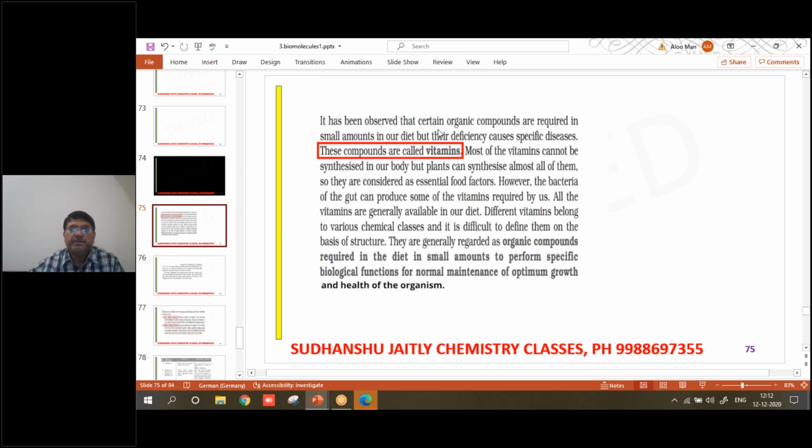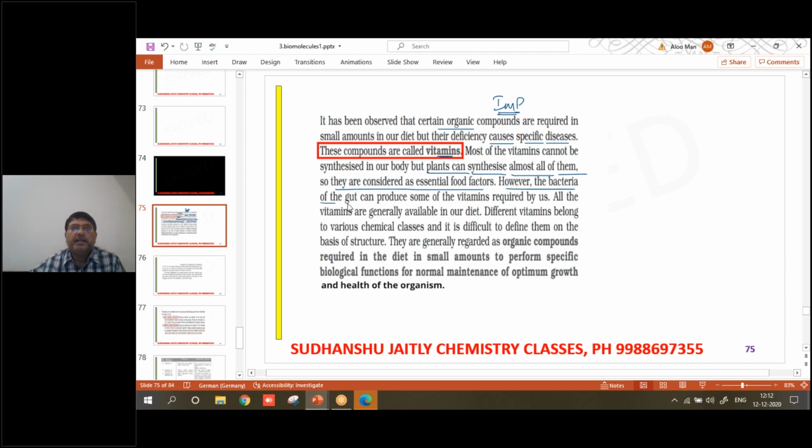It has been observed that certain compounds are required in small quantity in our diet, but their deficiency may cause specific diseases. These compounds are called vitamins. आपकी जनरल नॉलेज के लिए इंपॉर्टेंट, स्कूल के लिए तो है ही है. Most of the vitamins cannot be synthesized in our body, but plants can synthesize almost all of them. These are considered as essential food factors.